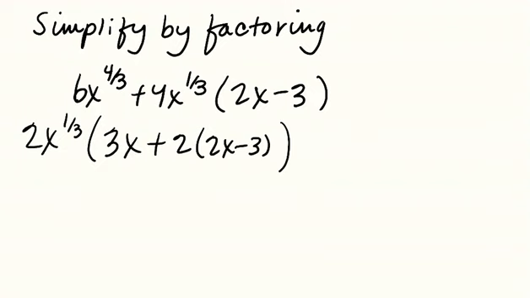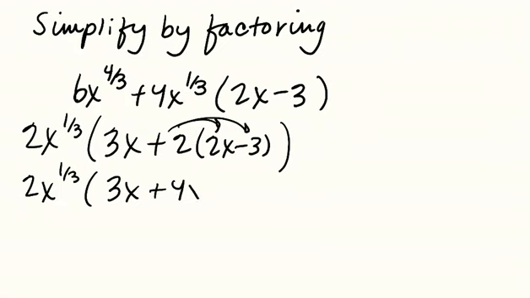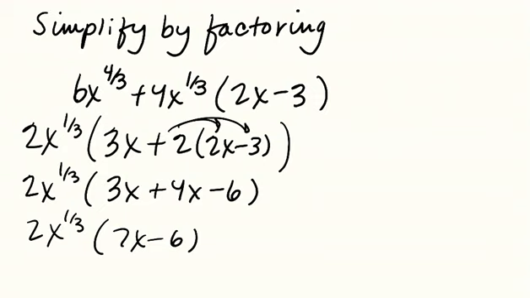So this is 2x to the 1/3 times 3x, and then I need to distribute this positive 2, plus 4x minus 6. So this is 2x to the 1/3 times 7x minus 6. And this is something that you could more easily solve if it was set to 0.